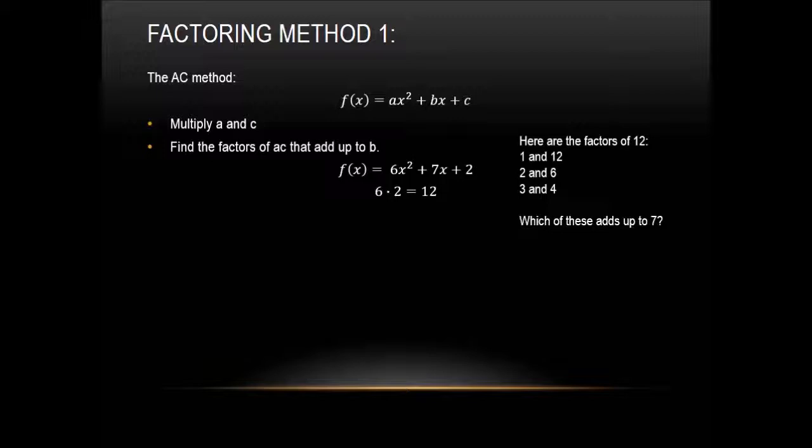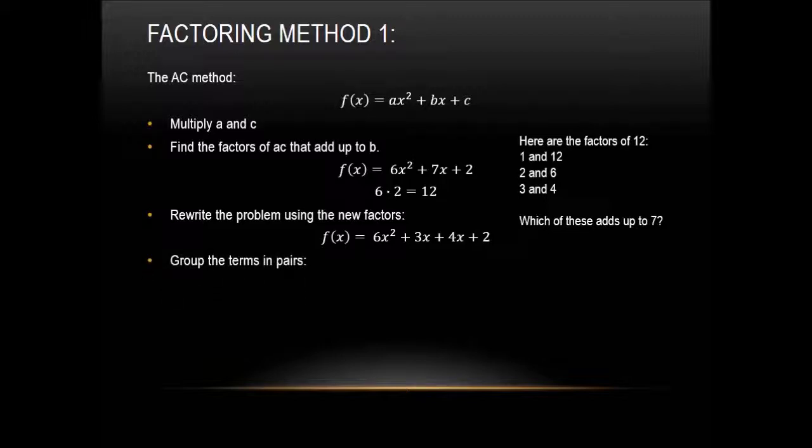Now we're going to rewrite the problem with 3 and 4 in place of 7x. So it's going to be 6x squared plus 3x plus 4x plus 2. Notice how if you add 3x and 4x together, you get back to 7x. Now we're going to group these terms together. We put the first two in parentheses and then the last two in parentheses.